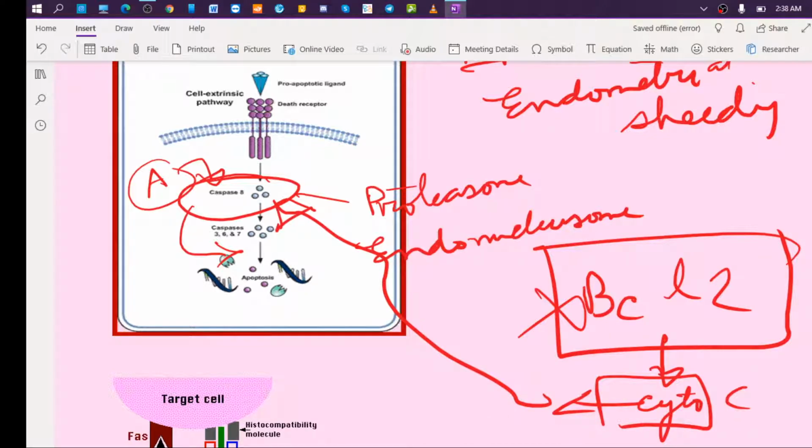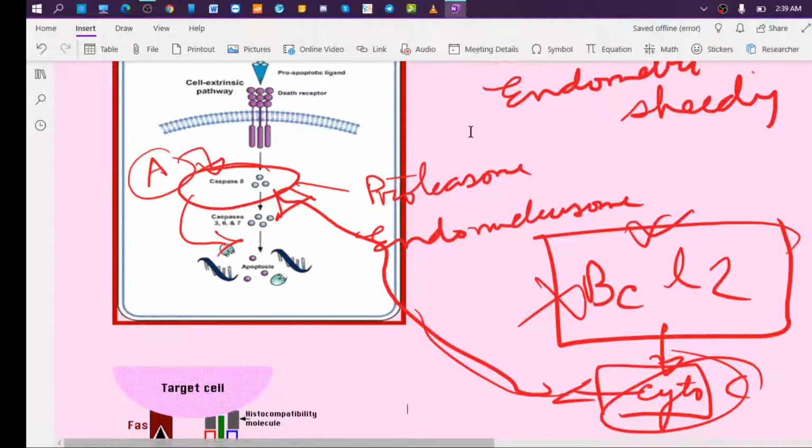I am saying it again for the betterment. If there is cellular injury or DNA damage, then there is a loss of BCL2. Loss of BCL2 causes the release of cytochrome C. Cytochrome C activates the caspase, and the caspase will stimulate the protease and break the cytoskeleton, and it will stimulate the endonuclease and break down the DNA. And this is the intrinsic mitochondrial pathway of apoptosis.